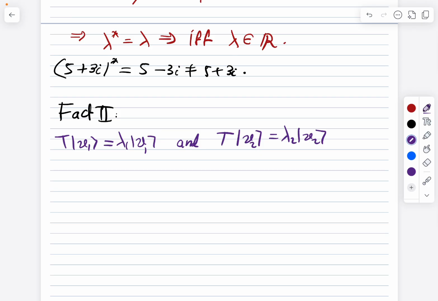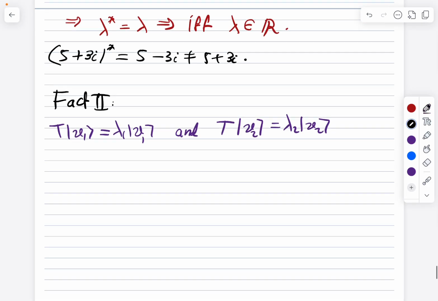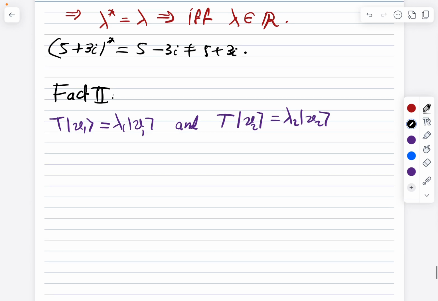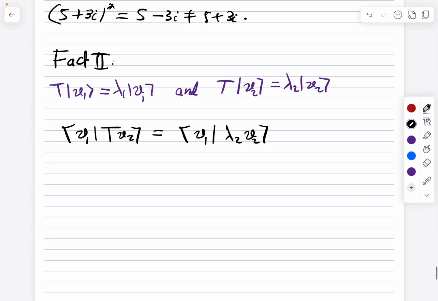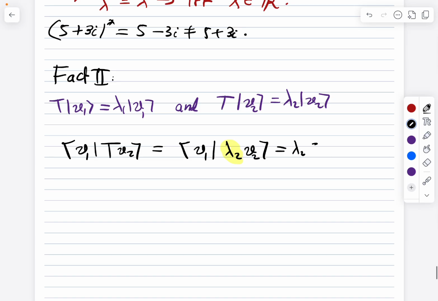So how can I show that? Simply, I start by using this fact. I will evaluate V1 with T V2, which I can simplify. I'm using just the assumption that T V2 is equal to lambda 2 V2. Since lambda is here, I can take it out. Again, I'm using the properties of the inner product, so it equals lambda 2 times the inner product of V1 and V2.